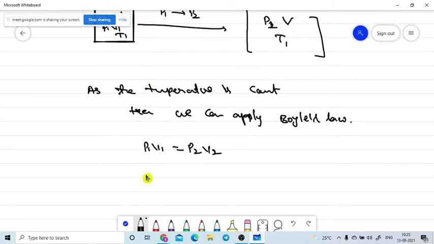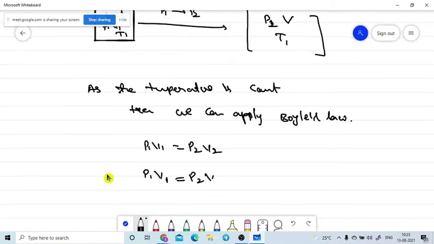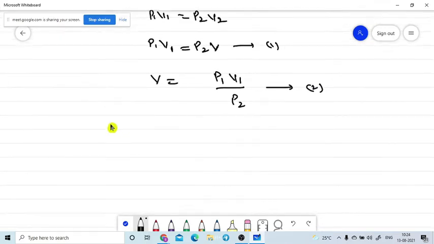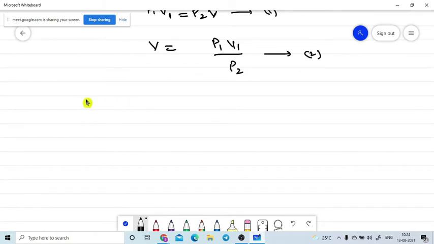But here we have P1 V1, and P2, and V2 is V. So I am taking this for future application, writing this equation in terms of V: V = P1 V1 divided by P2. Let's call this equation 1. Let's keep it aside.